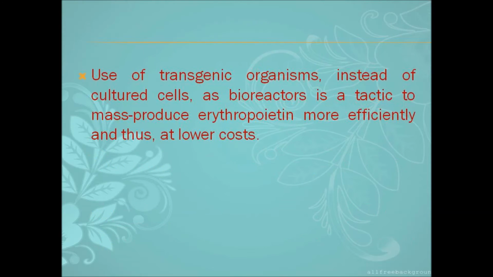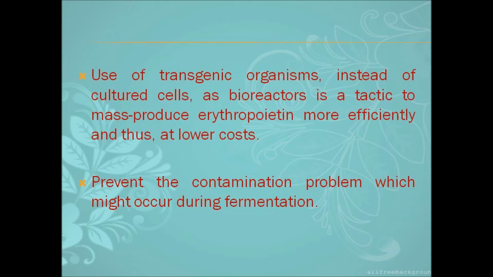The use of transgenic organisms instead of cultured cells as bioreactors is a tactic to mass produce erythropoietin more efficiently and thus at a lower cost. To prevent the contamination problem which might occur during fermentation, the following stages are involved.